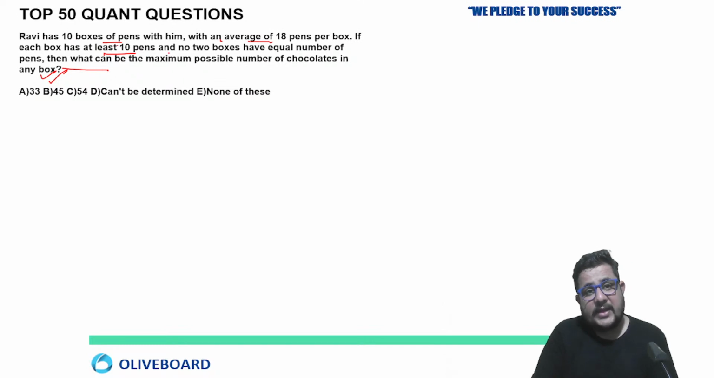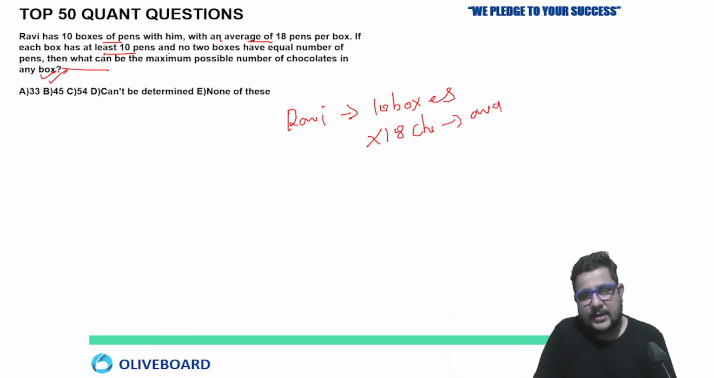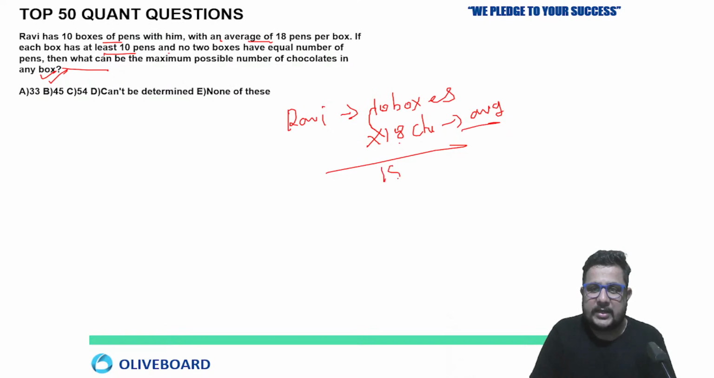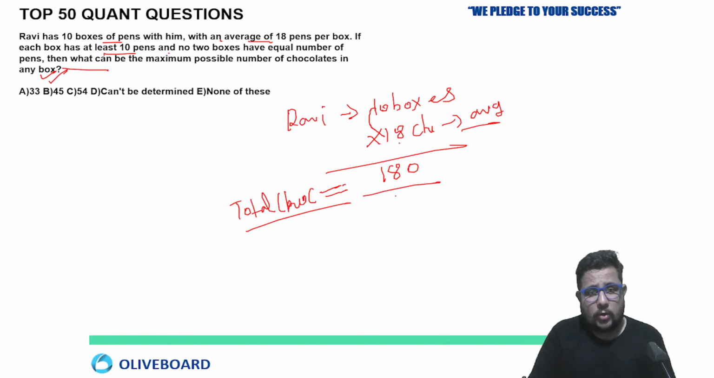So see, Ravi has how many boxes? 10. Right? 10 boxes are there, with an average of 18 pens. This 18 is the average in each box. So the total would be what? Number of boxes multiplied by the average number in each box. So 10 into 18 means 180. This is the total number of pens. Okay, total 180. Remember that.